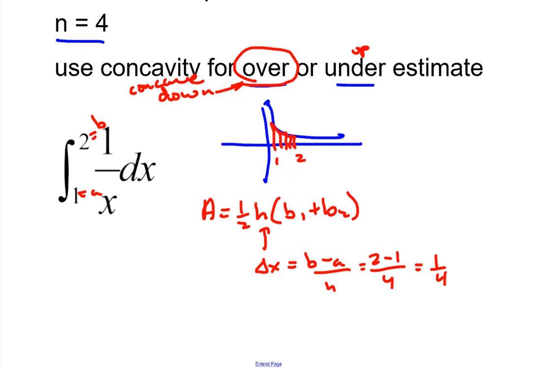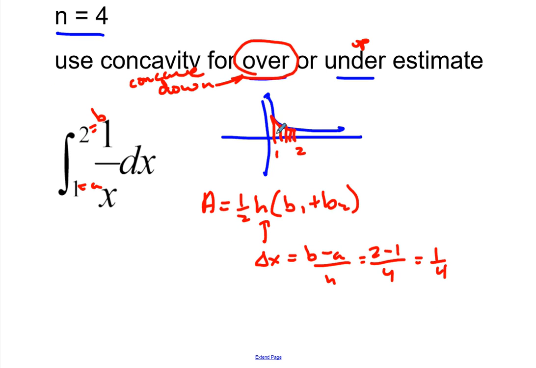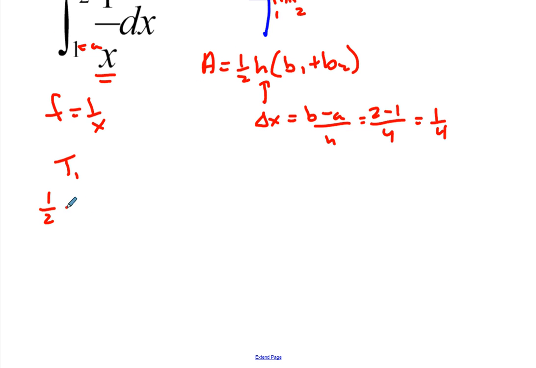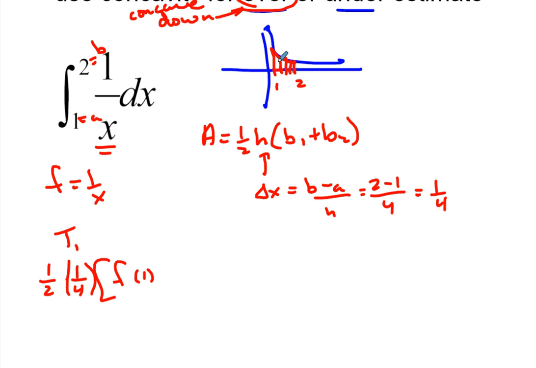Okay, so we got our heights, and now we're going to find our bases. Our bases are the heights we get from this function right here. So f is equal to 1 over x. To find the area of trapezoid 1, we have 1/2 times 1/4, which is our height. Now we're going to find our bases. We plug in our first one, f of 1, which is the base of our first part of our trapezoid, and base 2 is going to be 1 1/4, so f of 1.25. All right, that's trapezoid 1.